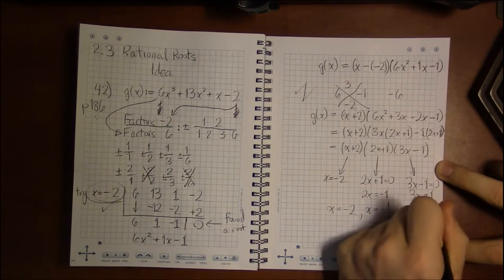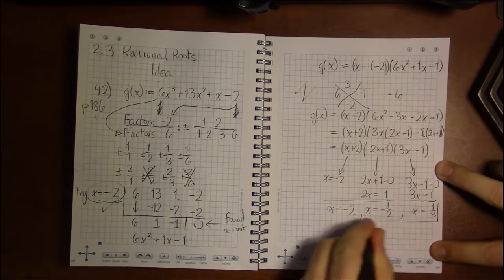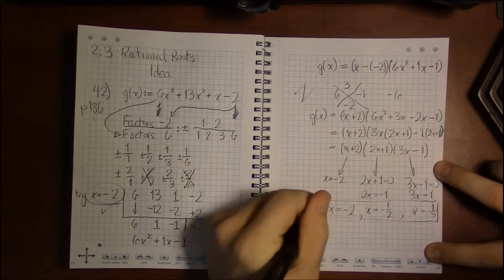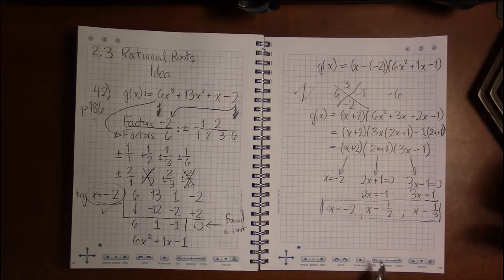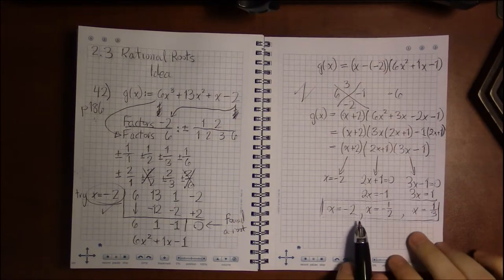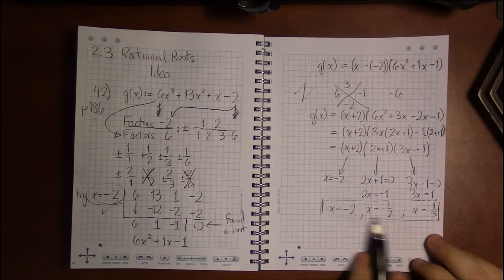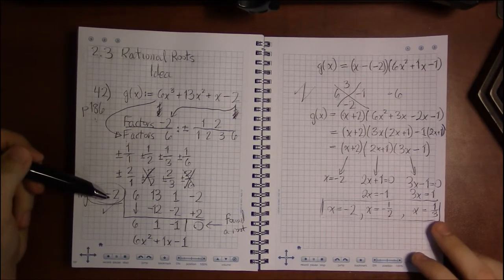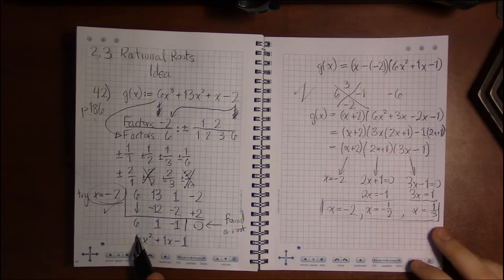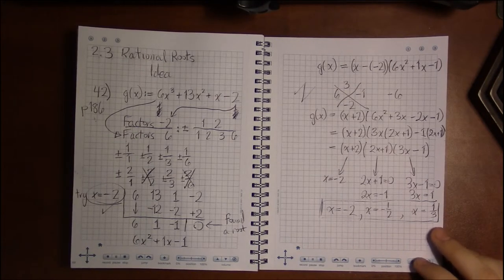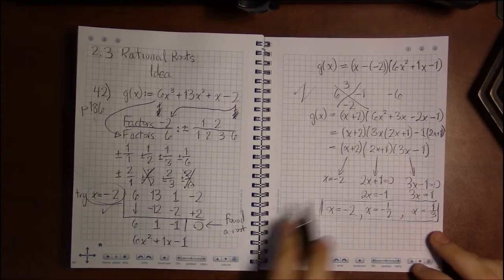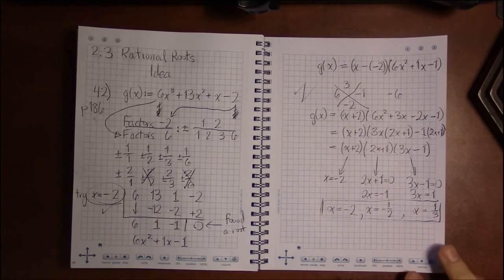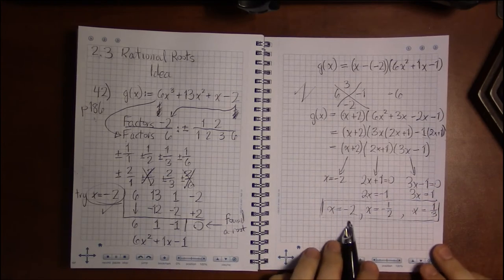So we found all the zeros, and all the zeros are nice numbers or fractions at the very least. So those are all of our rational zeros. We could have continued doing synthetic division, but once you hit a quadratic, you don't need to continue on anymore. You can just stop and factor or do the quadratic formula, which usually is a great deal easier, if not completely necessary.